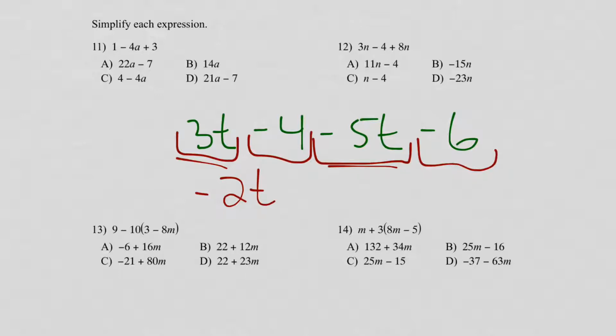whatever t is, we don't know. And the other thing that can be combined, of course, that you've done a lot of already before, is numbers. And we've got negative 4 and negative 6. They combine to become negative 10. And that's it.